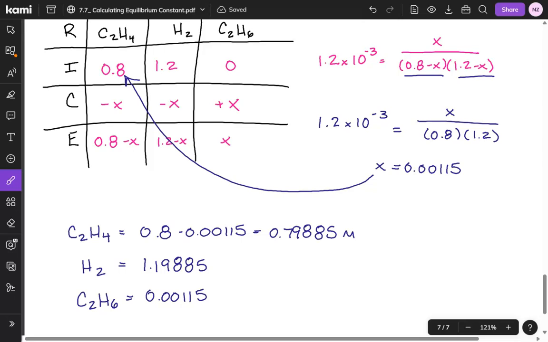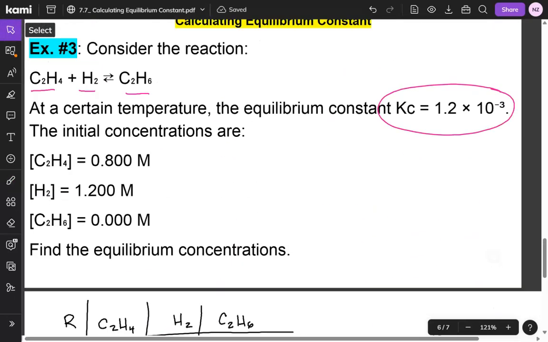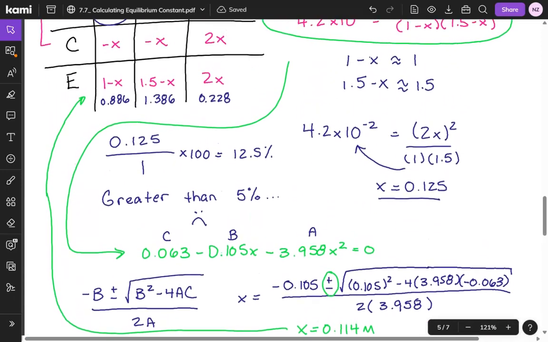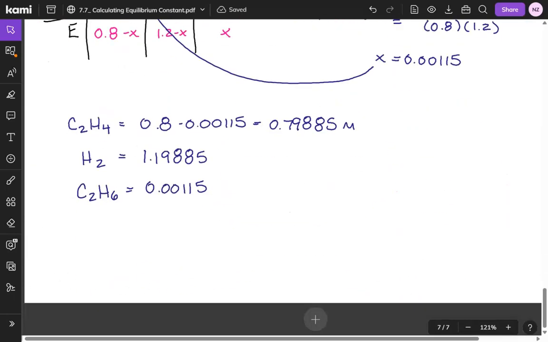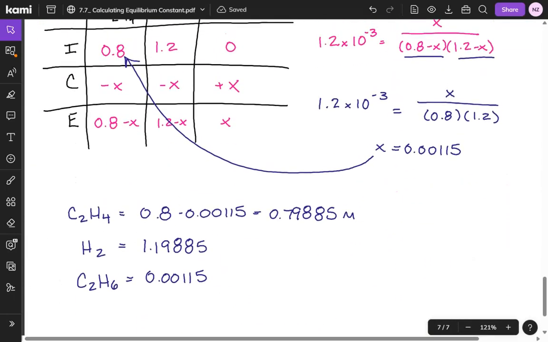Yeah, that was a lot. So just pray when you're working these problems that you're able to make that assumption and you don't end up with something like this. But I would definitely practice the quadratic formula just in case, because you never know what AP is going to throw at you.